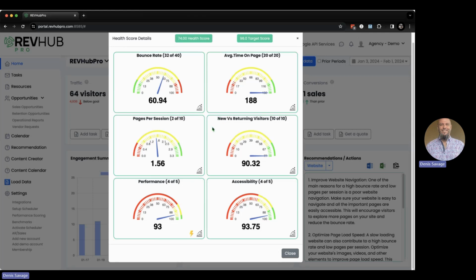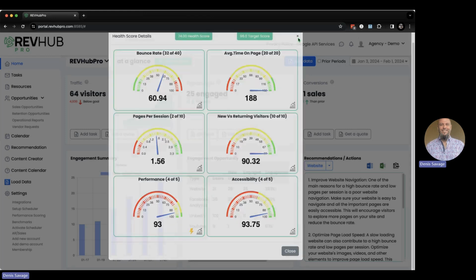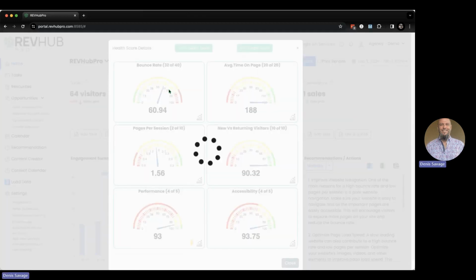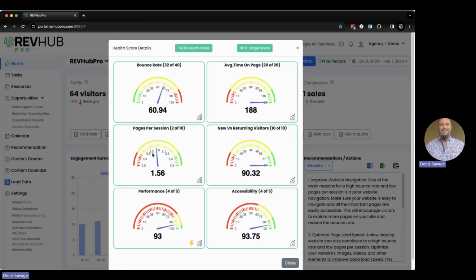Those scores reported, again, revenue opportunities. RevHub Pro looks at all the scores, runs them through our AI recommendation engine, and provides real-time actions to improve the health score, focusing on the top 4 most impactful recommendations. So let's go take a look at that. In this case, again, just to reiterate, pages per session and bounce rate were our 2 lowest performing categories. I would expect that our recommendations are going to align pretty closely with those. So let's take a look.